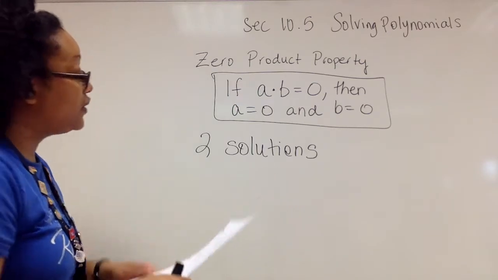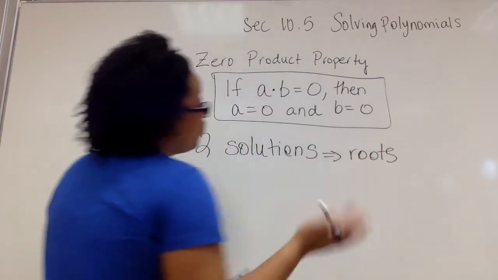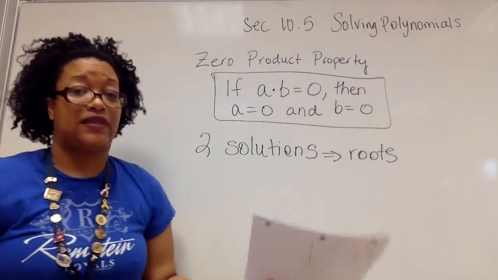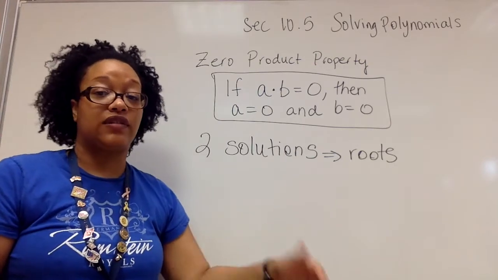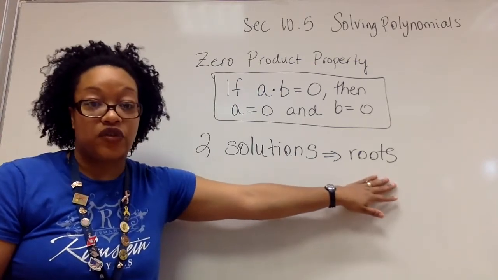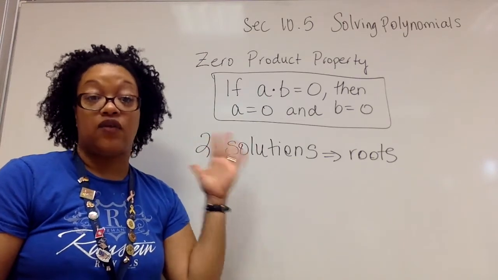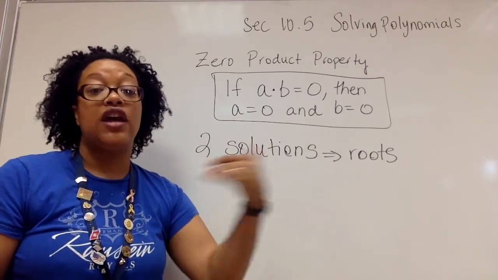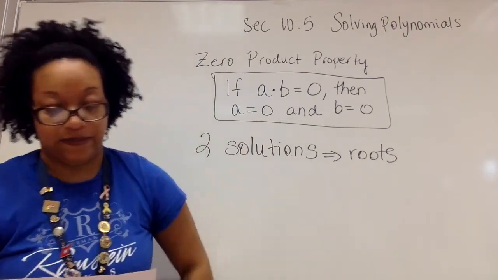Next sentence. These solutions are called roots. Now, in Algebra 1, we're probably just going to use the term solutions because that's what you're used to. But when you get into Algebra 2 in your upper level courses, roots is the term that you use. It's just a fancy way of saying that's your answers for the polynomial. Your x equals 2, your x equals 5, your roots are 2 and 5. It's just semantics. All right?